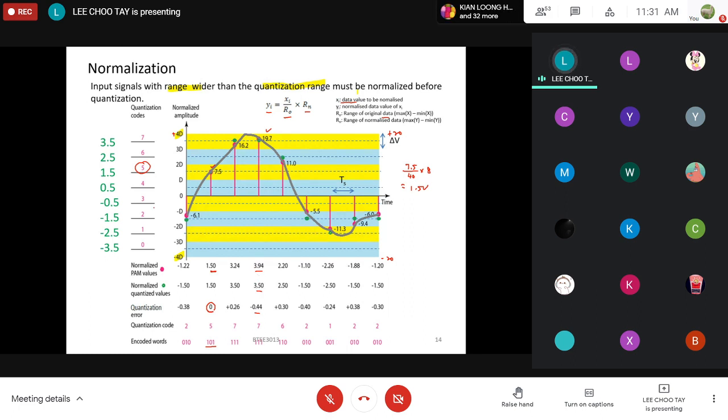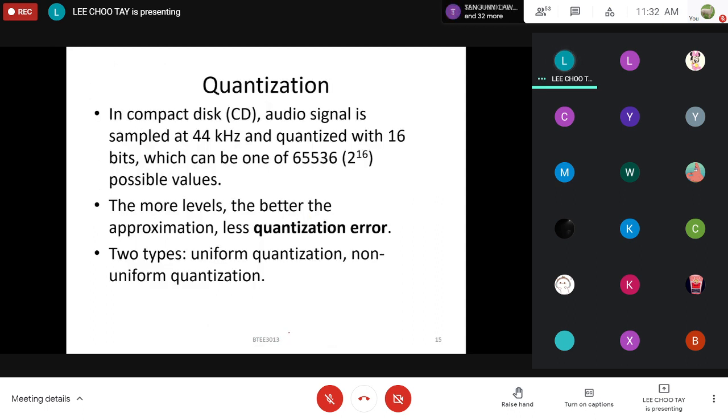Okay, and then 3.5 corresponds to level 7 here. That means the binary representation for level 7 is 111. So a sample signal with the amplitude of 19.7 is now represented by a binary stream of 111. That's on normalization.